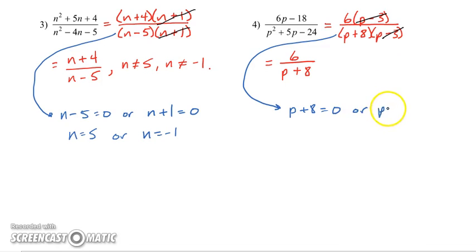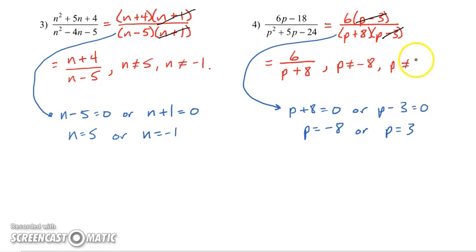And it's also true if p minus 3 were to be 0. And my solution set for these two equations, p equals negative 8, would be a bad choice, and so would p equals 3. So for my excluded values, I'll say that p can't be negative 8, and that p can't be 3.